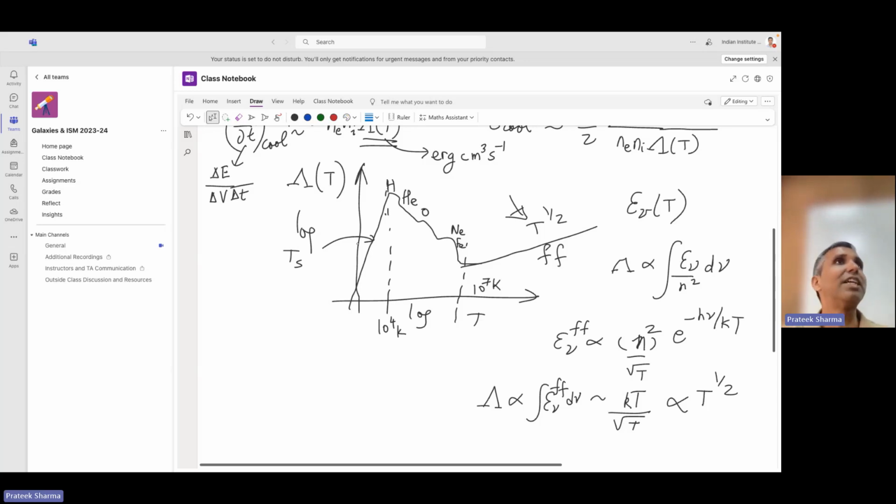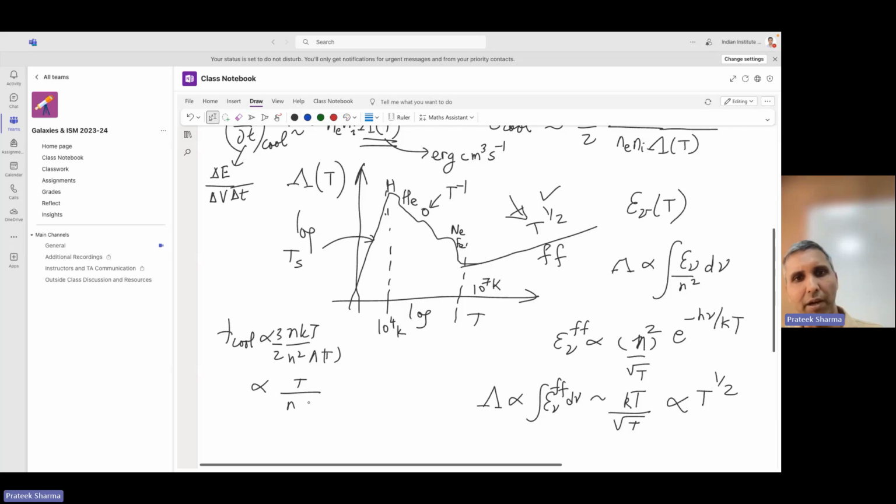So this cooling function is extremely important for galaxy formation. For galaxy clusters, if you have this kind of a shape, this part you can approximate as T to the -1 essentially. This is a very crude approximation, because it has bumps and wiggles and whatnot. So if you look at the cooling time, it was 3/2 nkT over n squared lambda T, and this is proportional to T over n lambda.